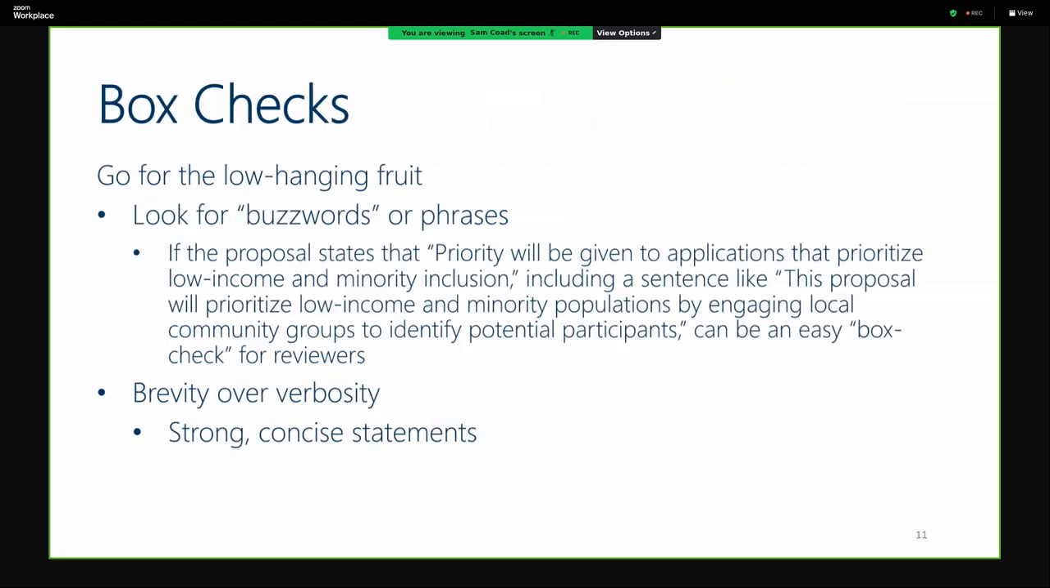And then, like I was saying, box checks, you want to go for the low hanging fruit. Based on evaluation criteria, you don't want to bury the important things. You want to look for buzzwords or phrases. If they say that priority will be given to applications that prioritize low income and minority inclusion, including a sentence like, "This proposal will prioritize low income minority populations by engaging local community groups to identify potential participants," can be an easy box check for reviewers.